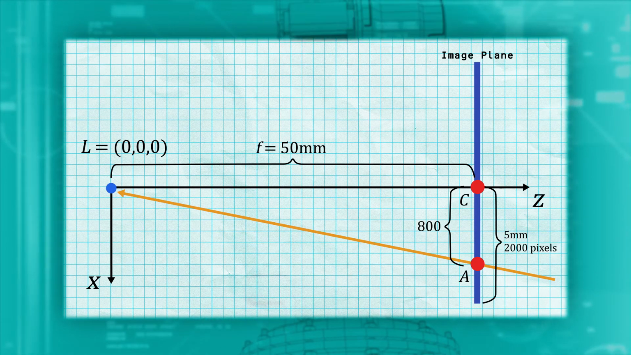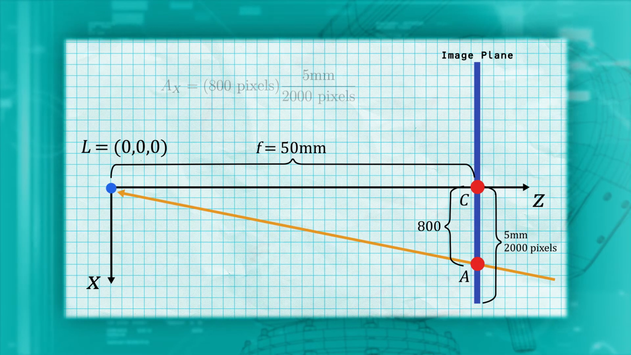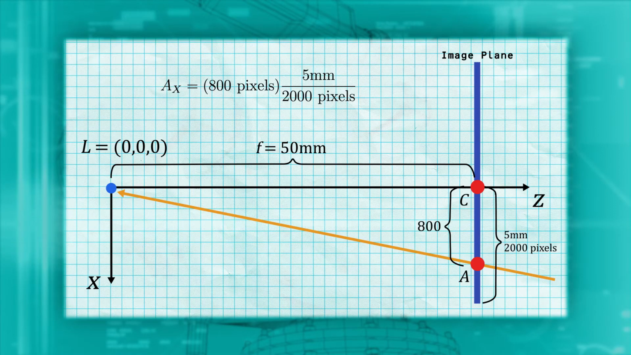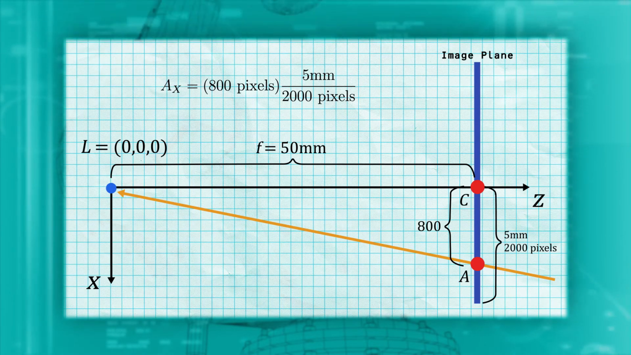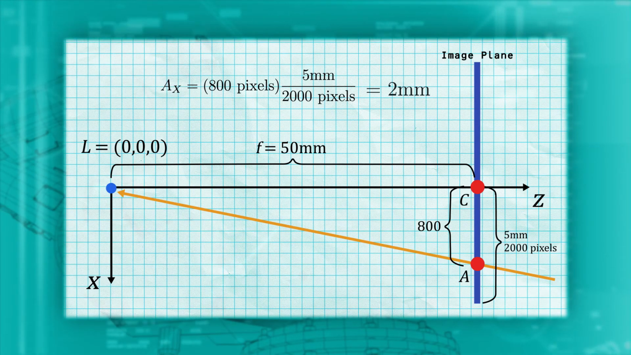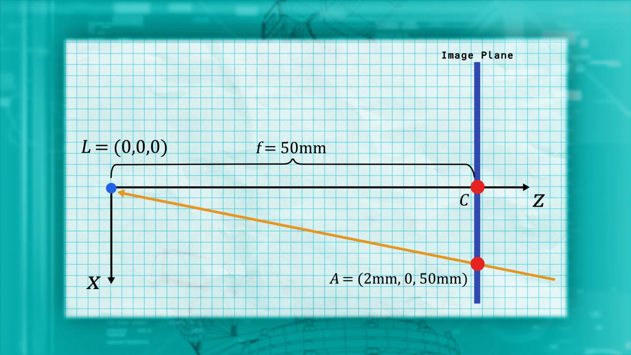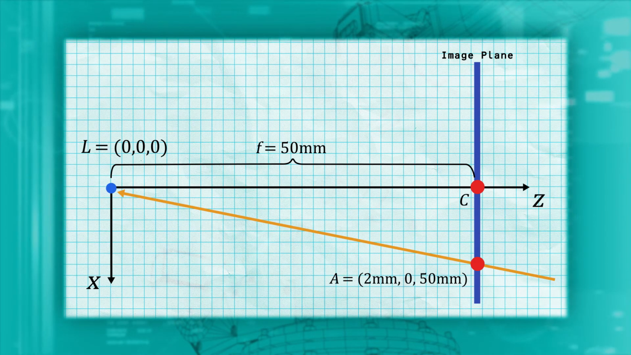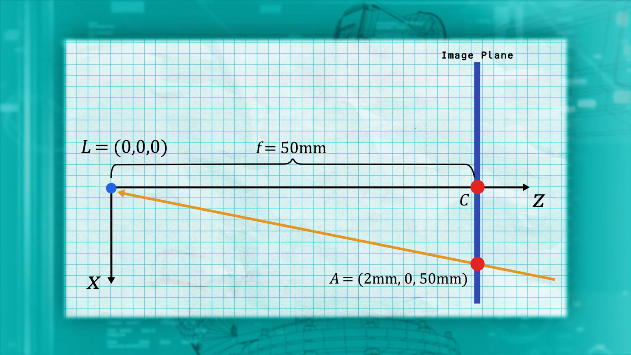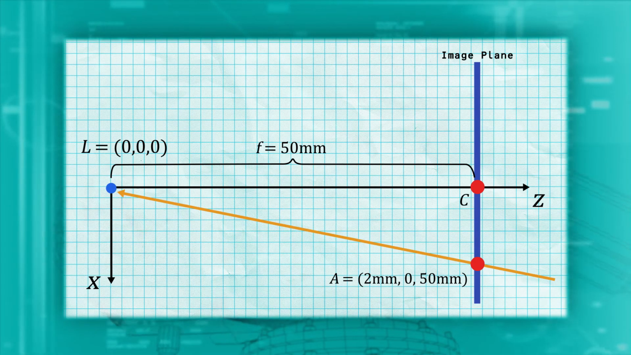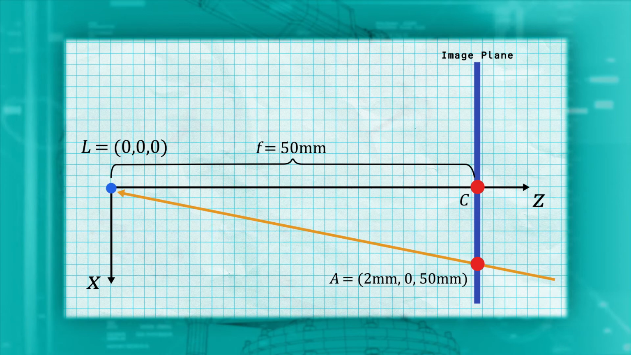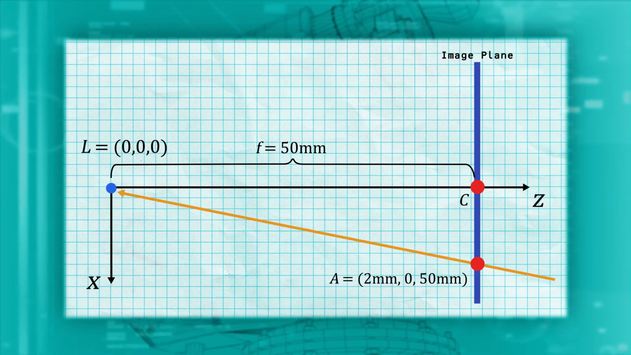Taking our pixel coordinate for point A, we multiply by our ratio of 5 millimeters per 2,000 pixels and get an X position of 2 millimeters. Now we know the location of the point on the image plane corresponding with our feature: X equals 2 millimeters and Z equals 50 millimeters. We also know that the line must go through the camera's center: X equals 0 and Z equals 0.